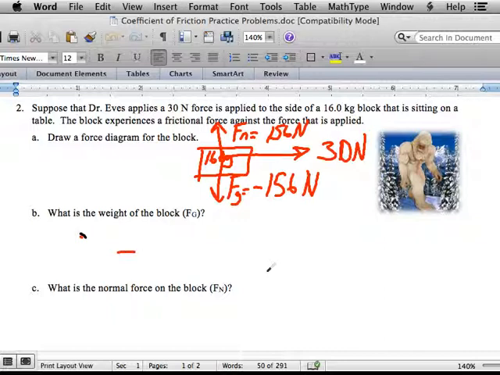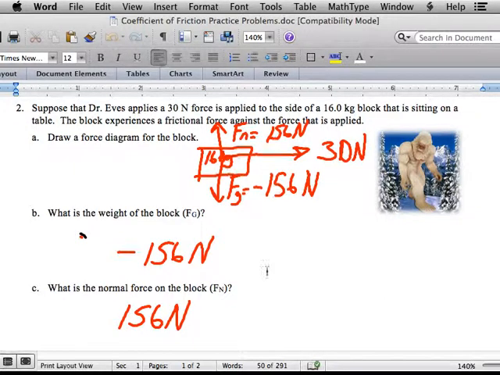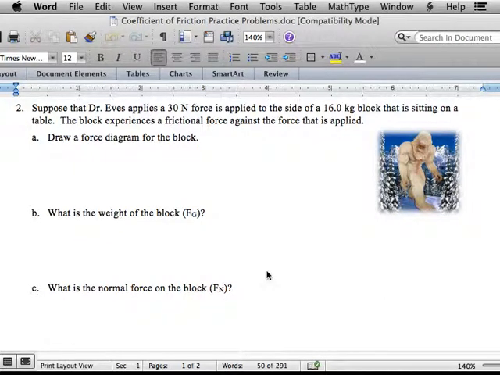Yeah, negative 156. Okay, what is the normal force on the block? It's a positive 156.